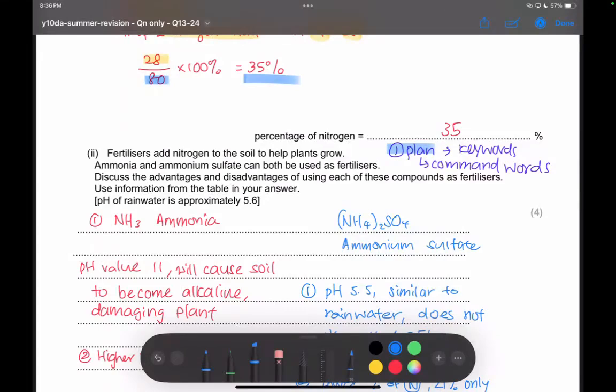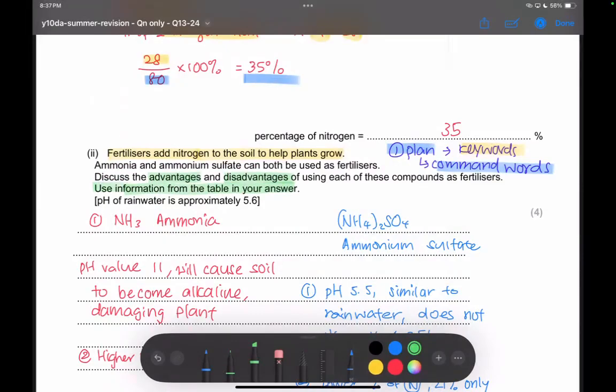So first we need to understand the command word, and then we need to understand what's the keyword that we need to look out for. Okay, so here we are looking at fertilizer adds nitrogen to the soil to help plants grow. So we need nitrogen in the fertilizer to help the plant grow. That's one. And then they are saying that both ammonium nitrate can be used as fertilizers. There's nothing interesting here. We want to talk about the advantage and disadvantage, and we use the table which is above to help us answer.